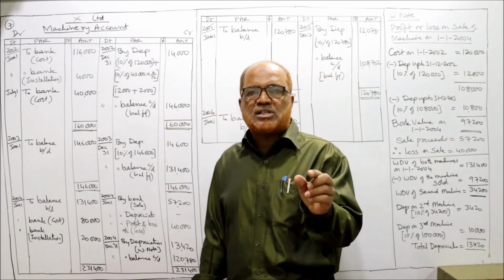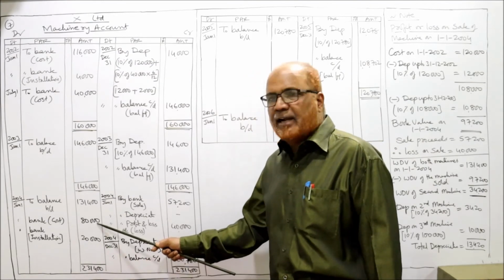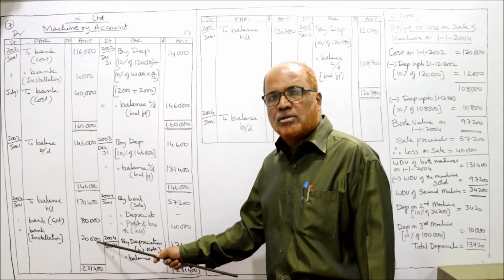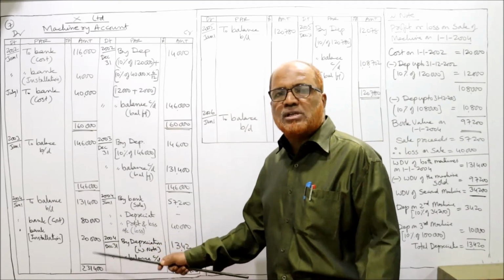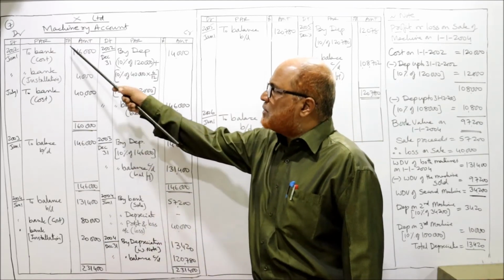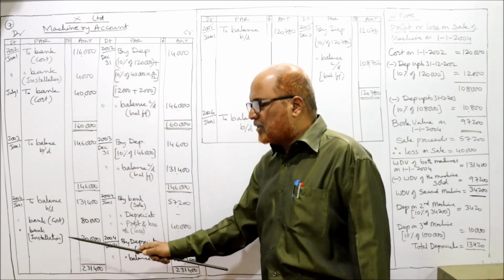On January 1st, 2004, a new machine was purchased for 80,000 and installation charges paid 20,000. So 80,000 plus 20,000 is the 1 lakh. 1 lakh rupees is the value of the next machine. So first machine was already sold. Second machine is there and third machine is there.